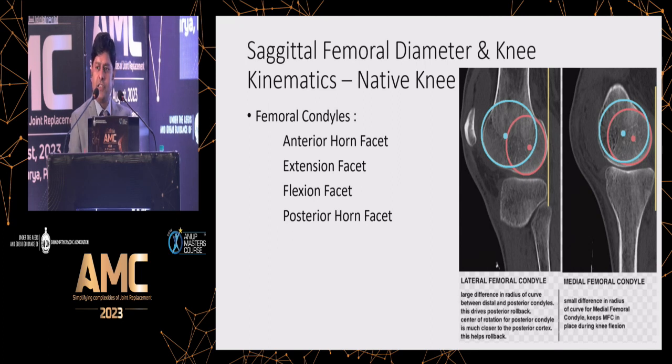So how does the sagittal femoral diameter affect knee kinematics? If you look at the medial and lateral femoral condyle, there is a bit of difference. The medial is a bit smaller, more congruent or conformant with the tibia, and the lateral one is slightly bigger and allows posterior roll back along with the PCL. If you look in more detail, there is an anterior and posterior horn facet, and an extension and flexion facet. These are a bit didactic details.